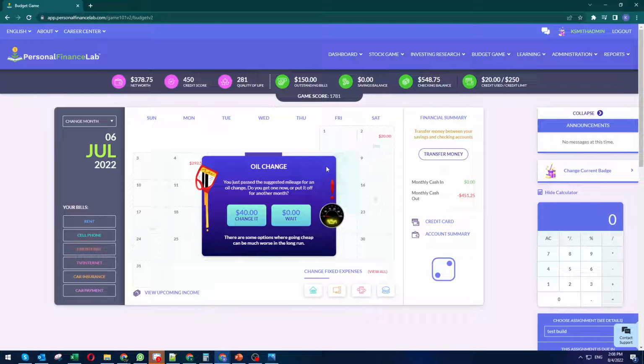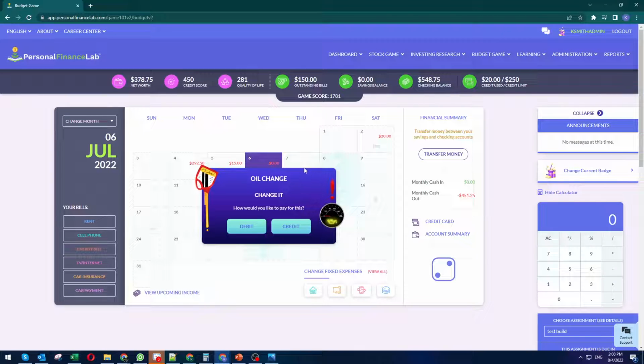So this one I know for a fact because I helped write this card. If I choose not to change my oil, there's a chance, it's not for sure, but there's a chance that sometime in the next 2 months I'm going to have some serious engine trouble for my car, and it's going to be quite expensive to fix it. So because I know that, I'm going to have my oil changed right now. And because it's a relatively small bill, I'm going to put this one on my credit card.